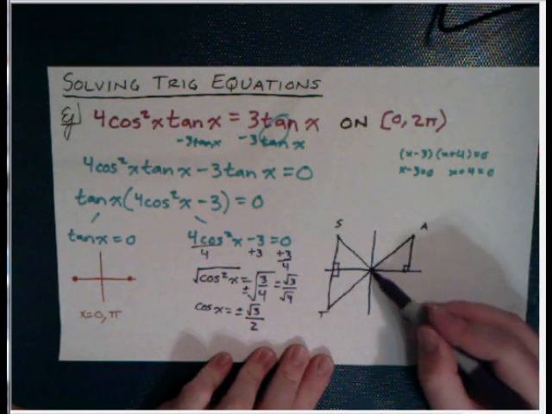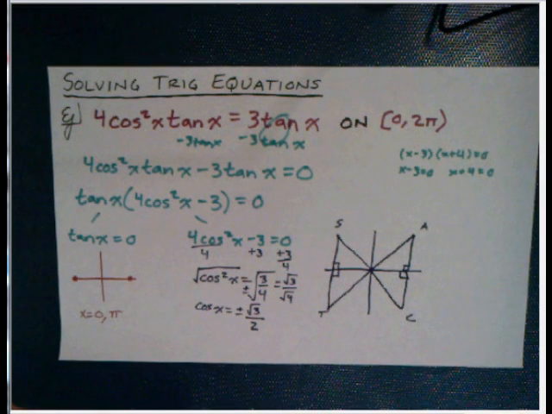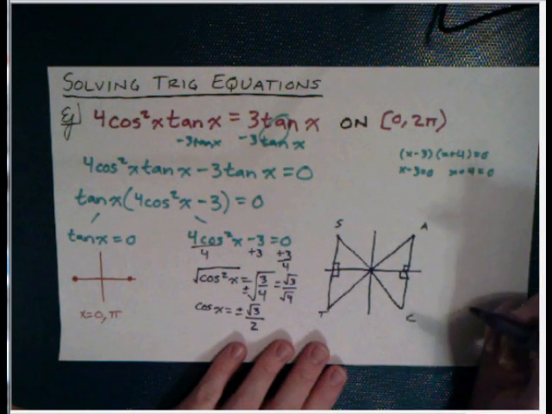And oh, cosine's positive over here. We need that also. And so we get a full bow tie or butterfly or whatever you want to call it. We'll have solutions in each of these quadrants. Now, we need to figure out what those reference angles are so we can find the actual angles.